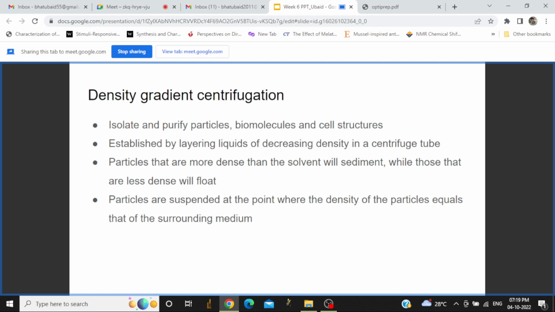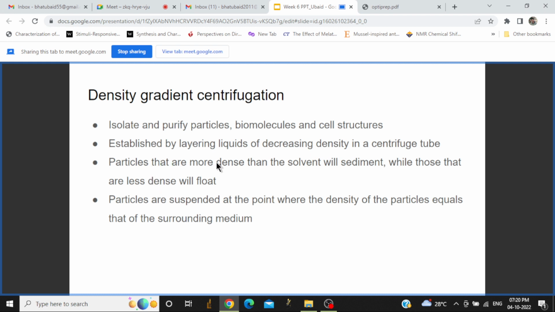Earlier you were aware of normal centrifugation. In normal centrifugation you directly add your sample, maybe cells or different biomolecules or nanoparticles, directly in the centrifuge tube and you centrifuge, and you get the pellet of the cells or particles. But here you add something extra, which is the layering liquid with different densities, and above that our sample is added.